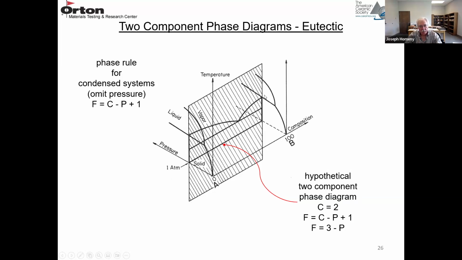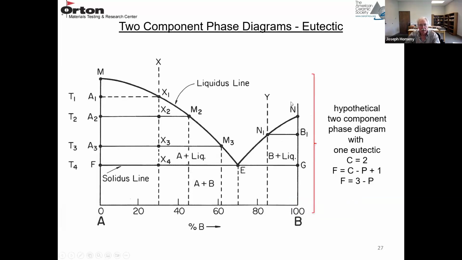So this is a hypothetical two-component phase diagram at 1 atmosphere pressure. So C equals 2, so we put a 2 in this equation. F equals 3 minus P again. So we take this phase diagram out at 1 atmosphere and it looks something like this.